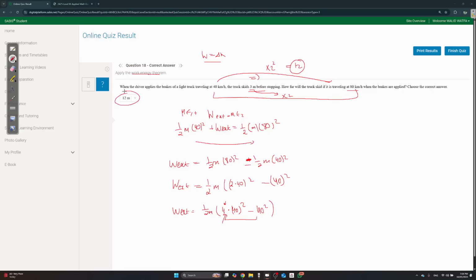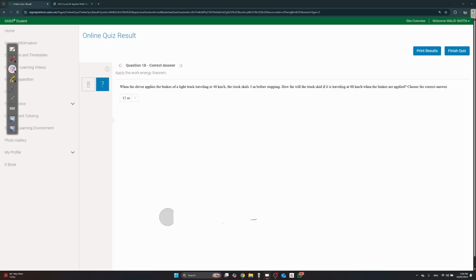Okay, so that's why it's 12 meters. So if you want to write this down as a rule, if you look here, work is equal to change in kinetic energy. So therefore, force times distance is equal to half mv squared. Since these are constants, we're going to cancel this. You can say that F is directly proportional. Since the force also is constant, that means the distance is directly proportional to the velocity squared.